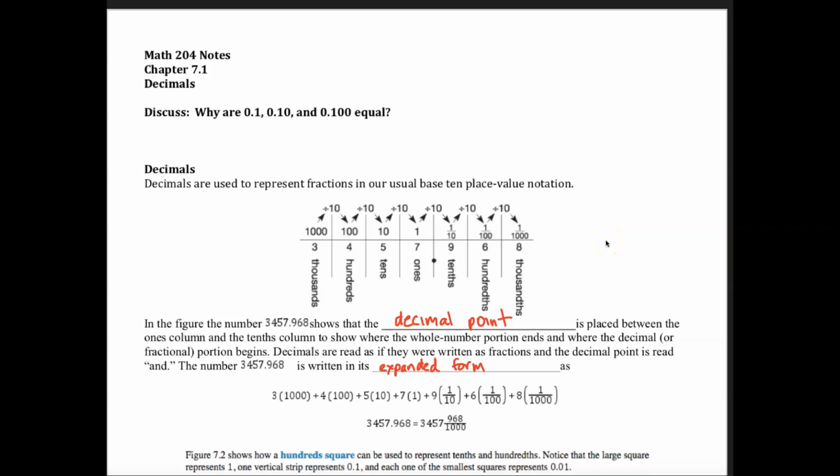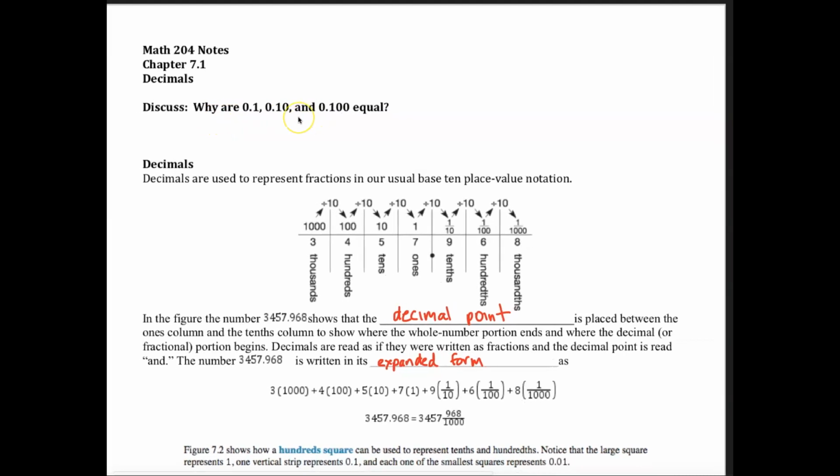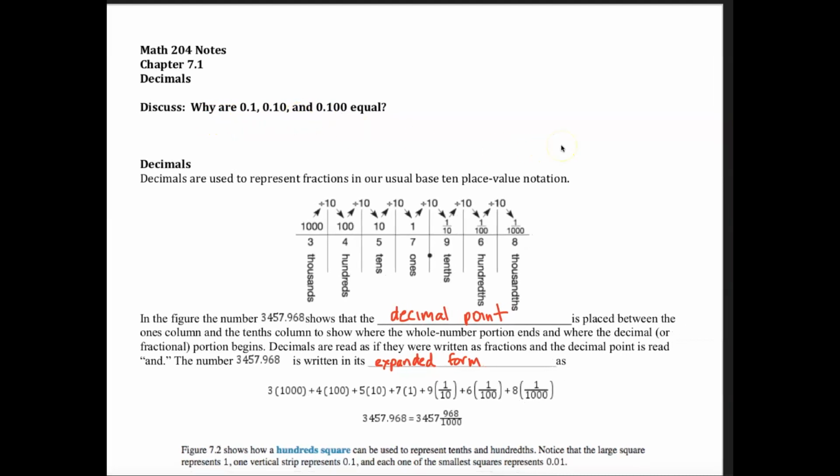We're going to start this section on decimals with this question here. Something to think about. Why are these three numbers equal? 0.1, 0.10, 0.100. So again, something to think about, about why these numbers are equal, and even why students would not think they're equal, right? So think about that question.